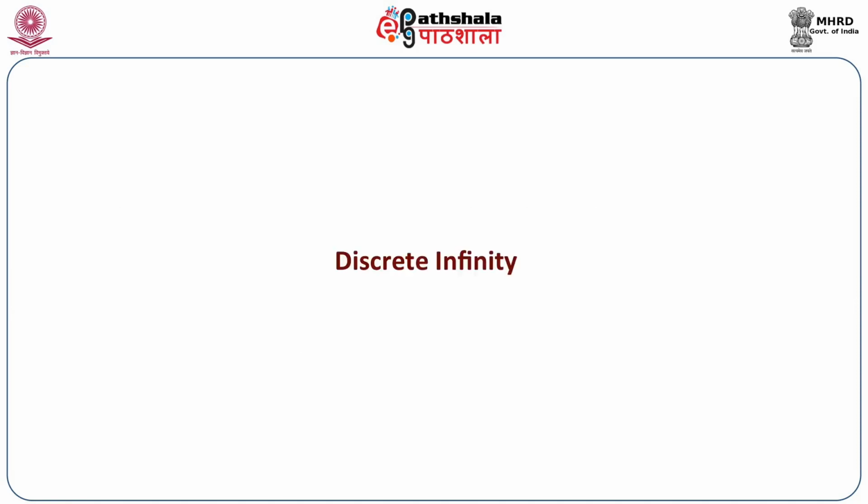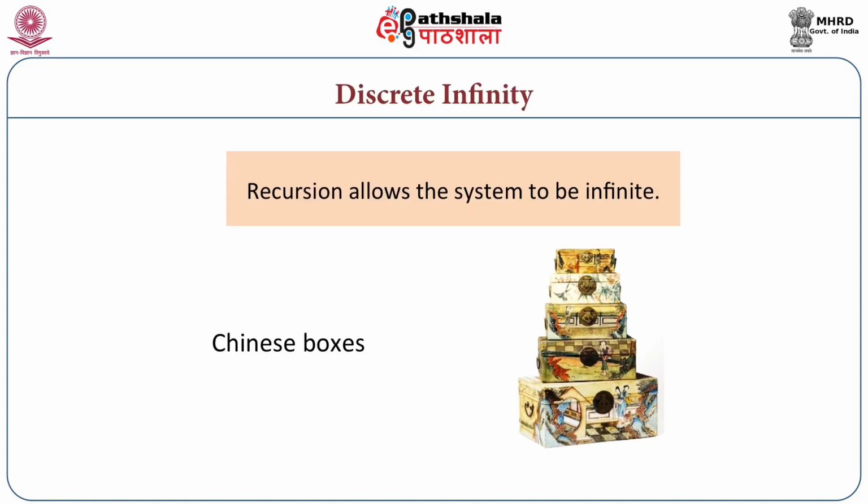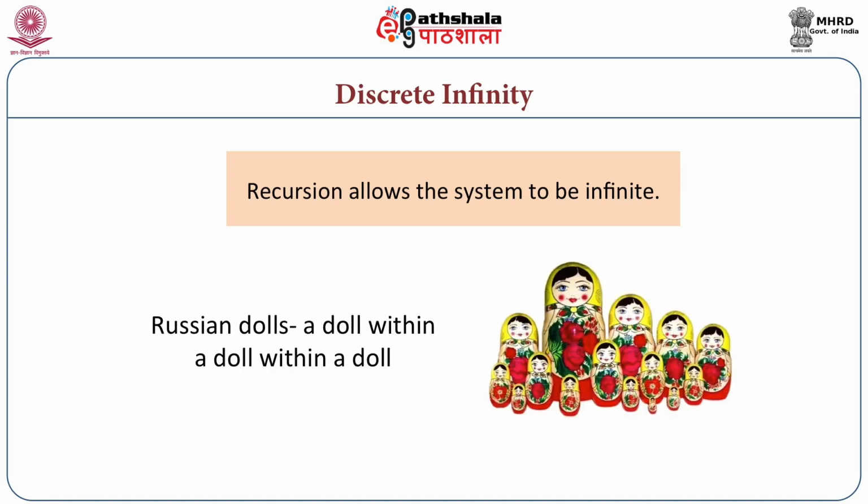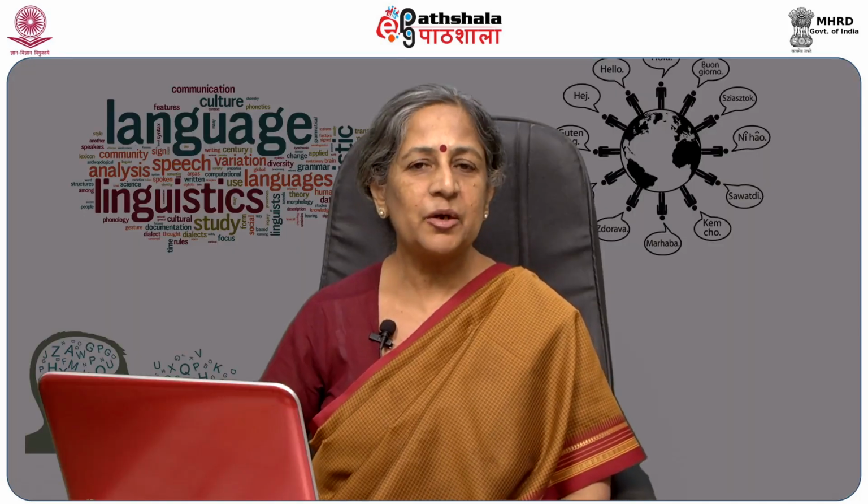And then we come to the property of language called discrete infinity. Infinity, that property you are now already familiar with, because we have said we can put a sentence in a sentence, like Chinese boxes. Have you seen Chinese boxes? You put a box in a box in a box in a box. There's also these Russian dolls, you know, you get a doll within a doll within a doll within a doll. Notice that I'm using recursive prepositional phrases. A doll within a doll within a doll within a doll. Okay? So, we are familiar with that property of recursion.